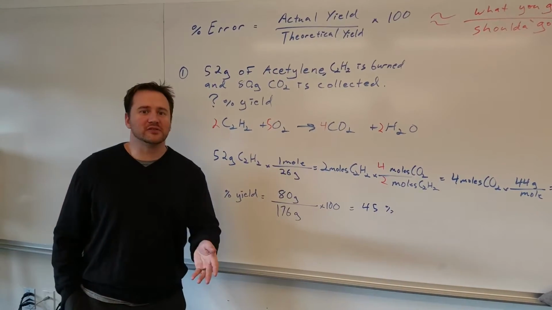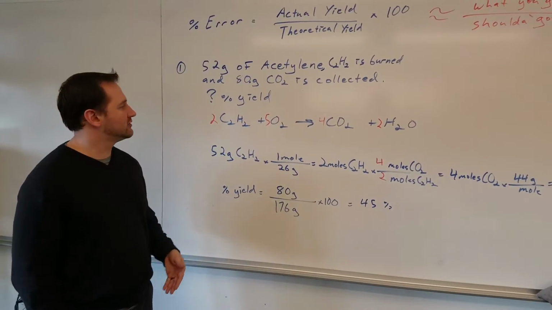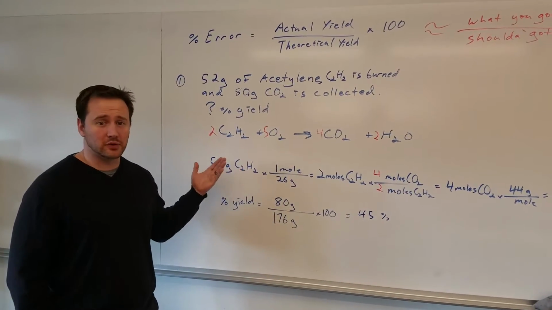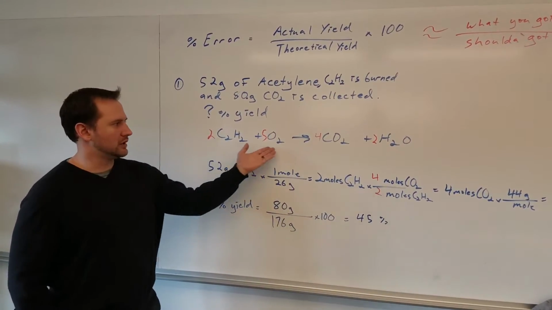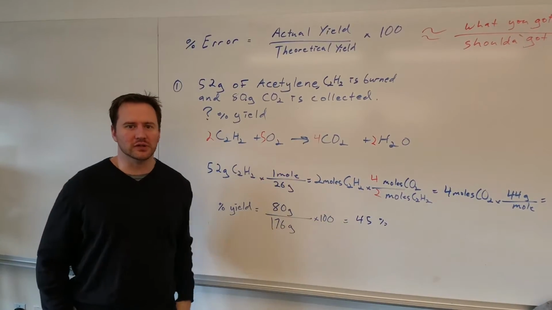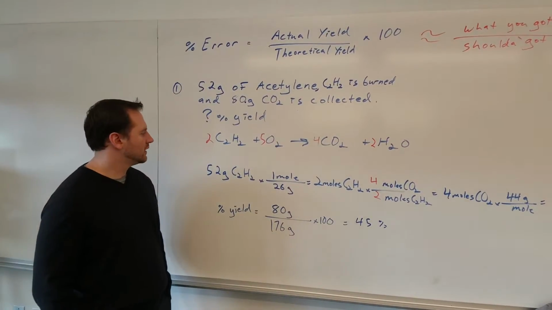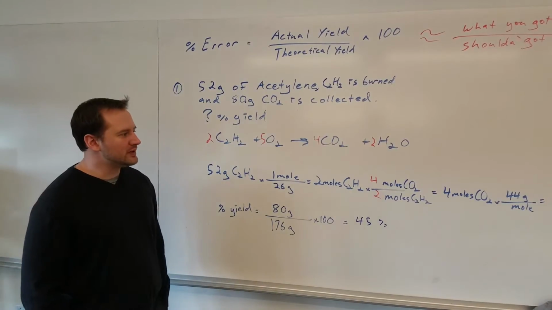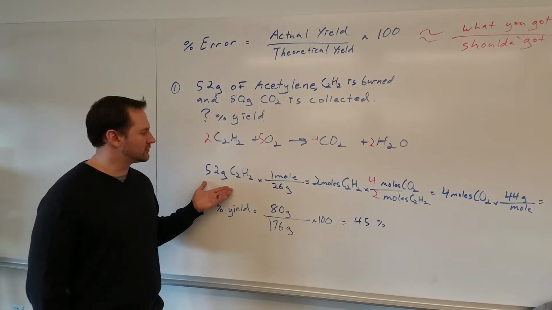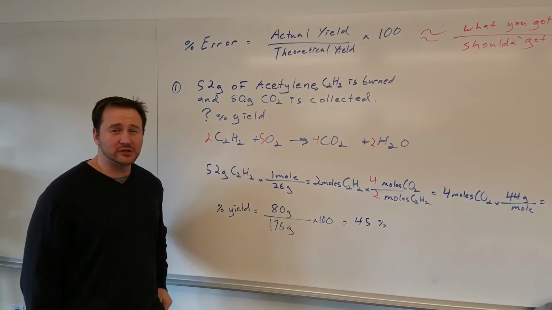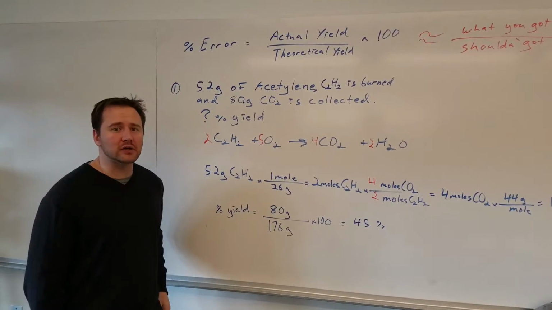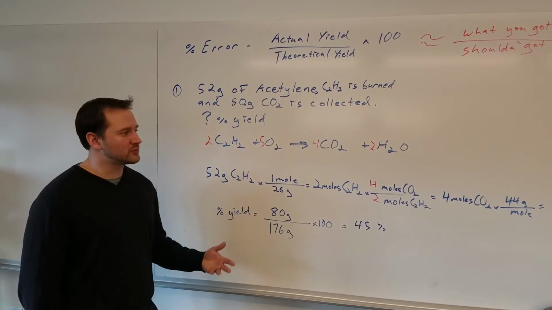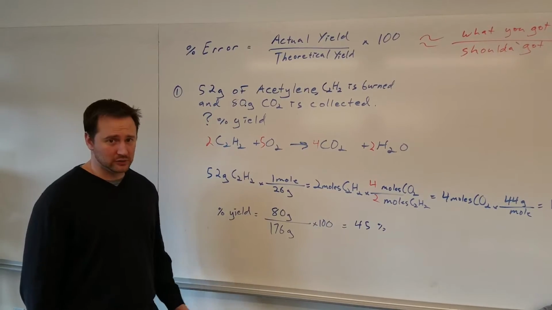There's a couple things you have to do in order to solve this problem. First, you have to write out the balanced chemical reaction for the combustion of acetylene, which is written here with the coefficients that you would need to have a valid ratio. But then what you would need to do is predict, based off of having 52 grams of acetylene, how much carbon dioxide you should make. And that'll be your theoretical yield. And then you're going to compare that to what you actually get to calculate what the percent yield would be.